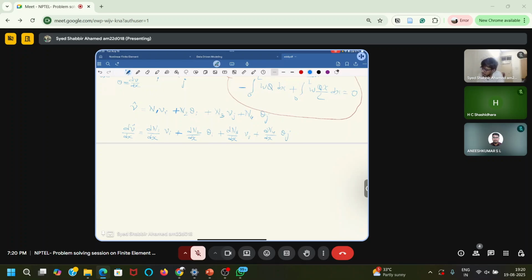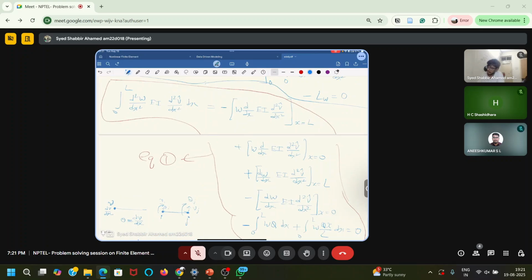If you substitute in this, you will get integral 0 to L d square. First I will take W, whatever W is there, as the first basis function. So I will assume W is equal to N1 for the first equation. Then we will assume W is equal to N2, then W is equal to N3, and then W is equal to N4, and we will get four equations. So first we will take W is equal to N1.